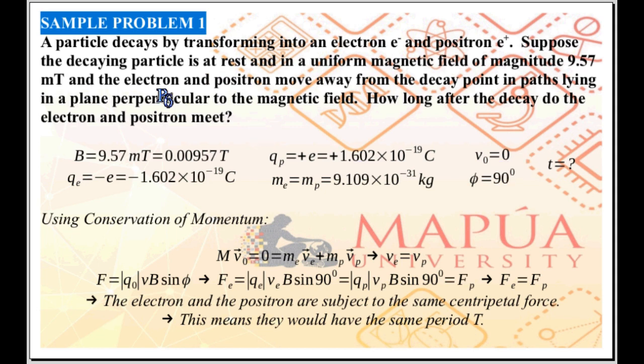The velocity of the electron is perpendicular to the magnetic field. So the angle between them is 90 degrees. The same goes for the positron. The velocity of the positron is perpendicular to the magnetic field. The angle between them is 90 degrees. Again, we are looking for time t, the time that elapsed before the two particles will meet. How long after the decay do the electron and the positron meet? So we are looking for elapsed time t.